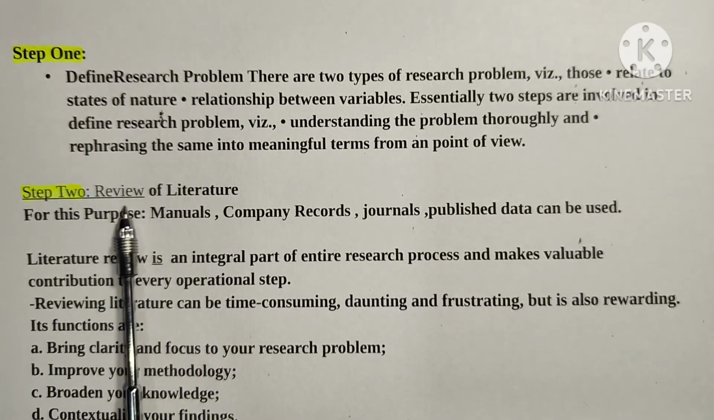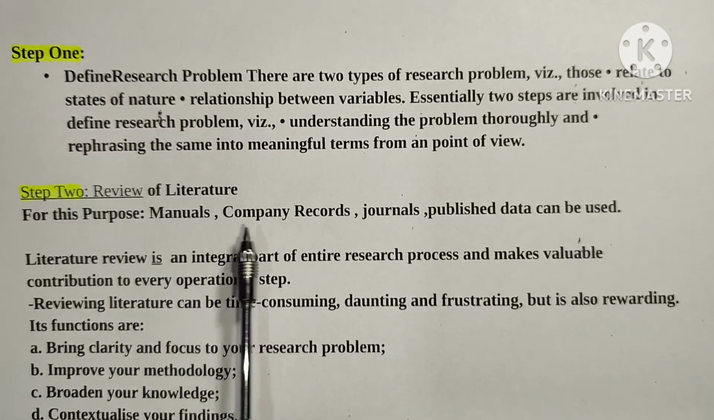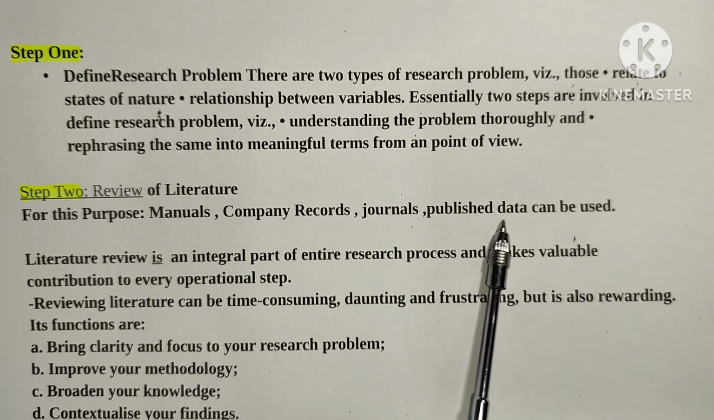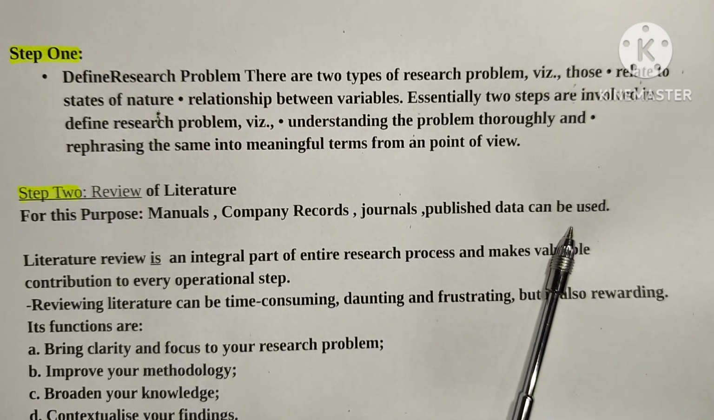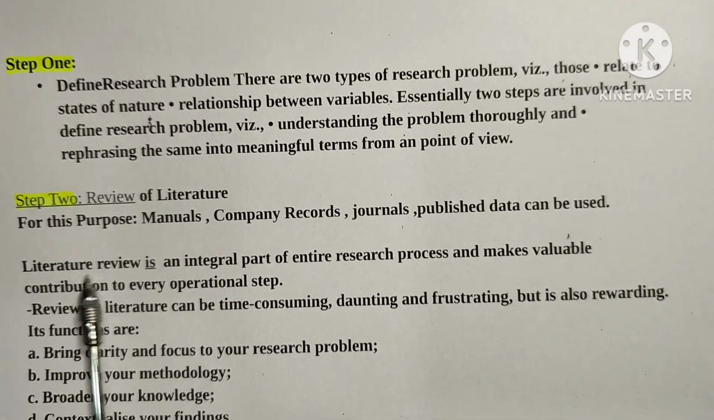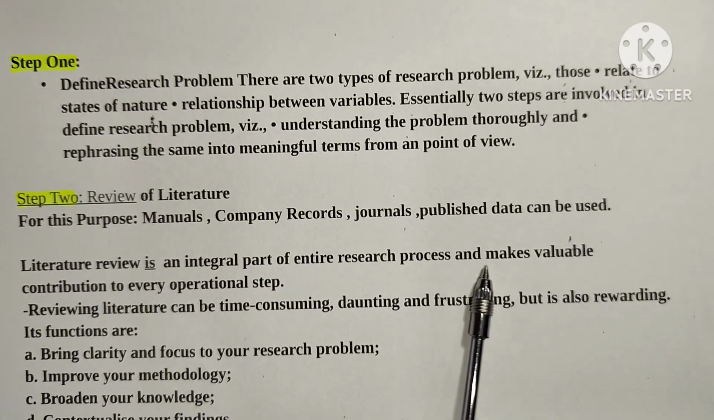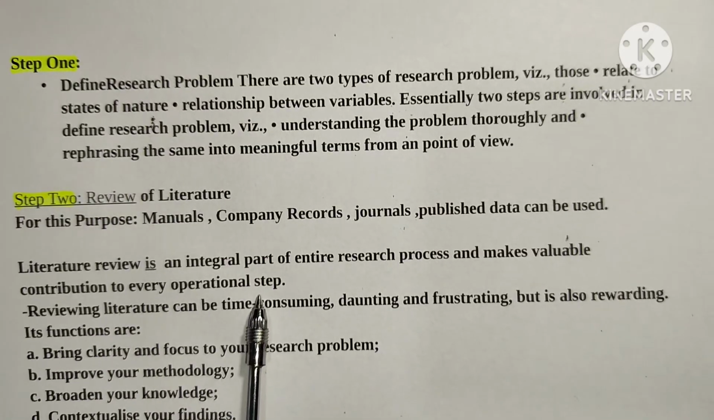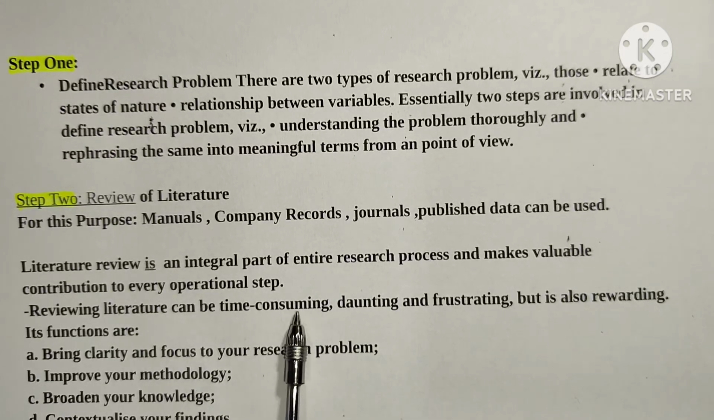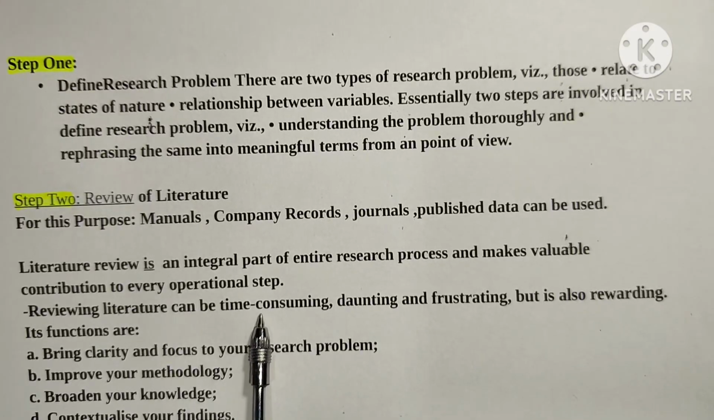Next, step 2 is review of literature. Very important step. For this purpose, you can use manuals, company records, hospital records, patients' journals, and published data from journals, textbooks, or online sources. Literature review is an integral part of the entire research process. It is a very important part and makes a valuable contribution to every operational step. Reviewing literature can be time consuming because you have to search various sources to find the same kind of research studies conducted.